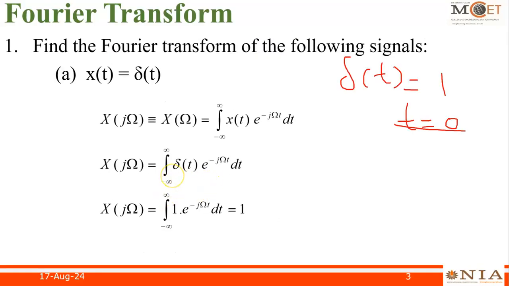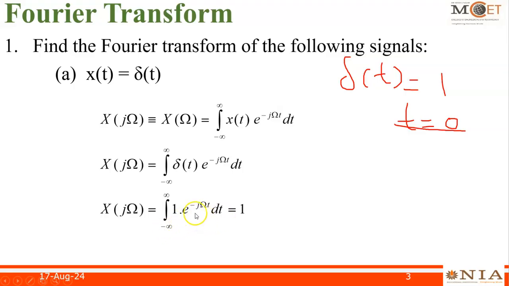right? So this is equivalent to x of j omega is equal to integral from minus infinity to plus infinity of 1 into e power minus j omega t dt. Here 1 is nothing but del of t, right? So del of t is equivalent to 1. Why do we have this 1? Because del of t has the value of 1 when t is equal to 0. So now, if we integrate it from minus infinity to plus infinity, only for t is equal to 0 do we have 1. For all other remaining values of t, this integration is equivalent to 0, right?